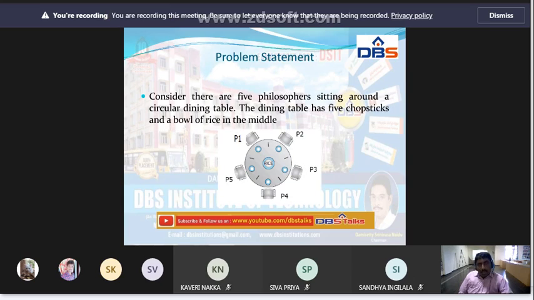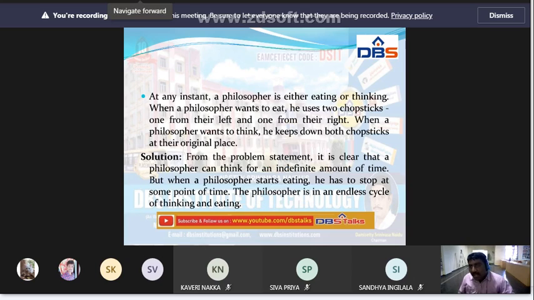Here the problem statement is: there are 5 philosophers sitting around a circular dining table, P1, P2, P3, P4, P5. The dining table has 5 chopsticks and a bowl of rice in the middle. At any instant the philosopher is either eating or thinking. What is the work of the philosopher? Eating or thinking. When a philosopher wants to eat, he uses 2 chopsticks, one from left and one from right. When a philosopher wants to think, he keeps down both chopsticks at their original place.